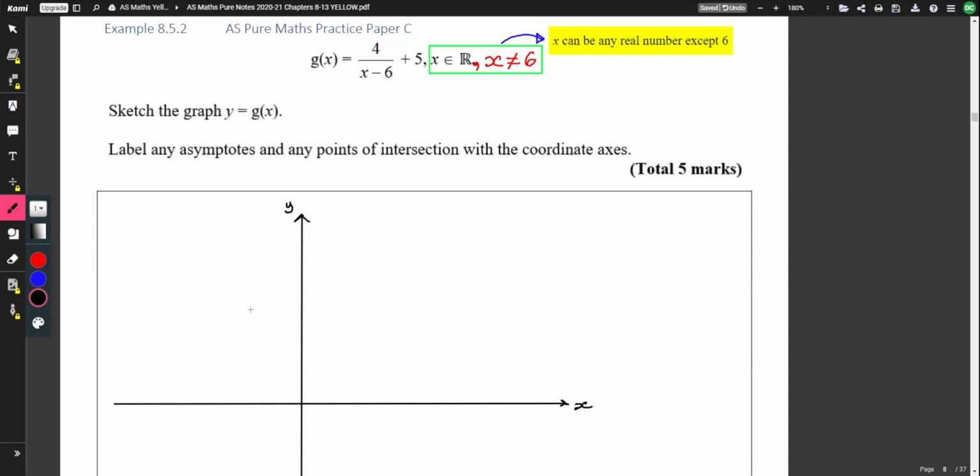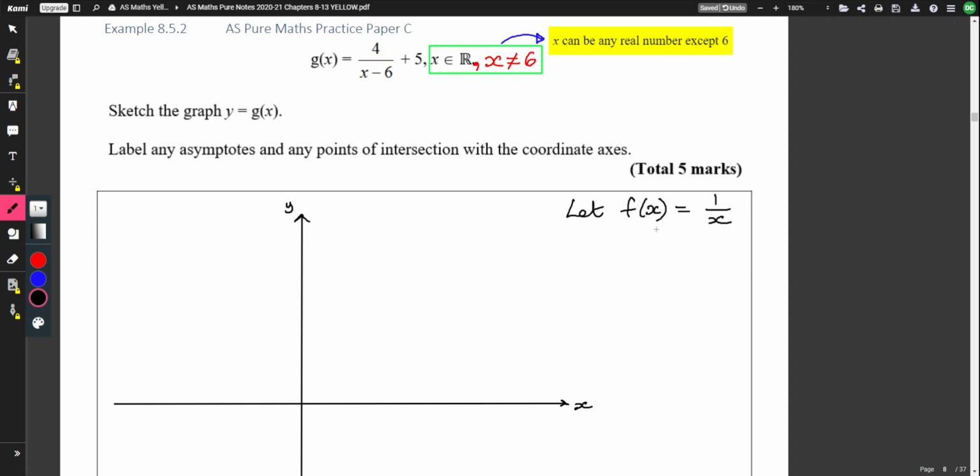Right, before I sketch anything, let's write this in a slightly different way. I'm going to let f of x, so not g, I'm using a different letter here, let f of x equal 1 over x, the basic reciprocal graph. So looking at this graph we're about to draw, it is a transformation of the basic reciprocal graph.